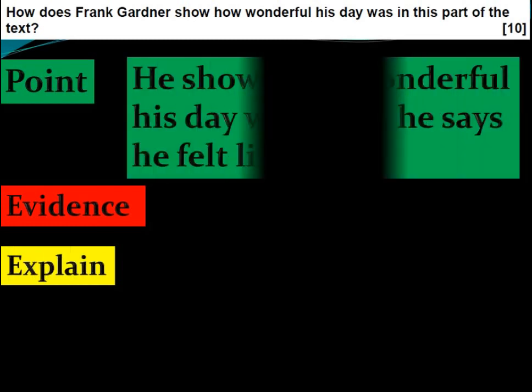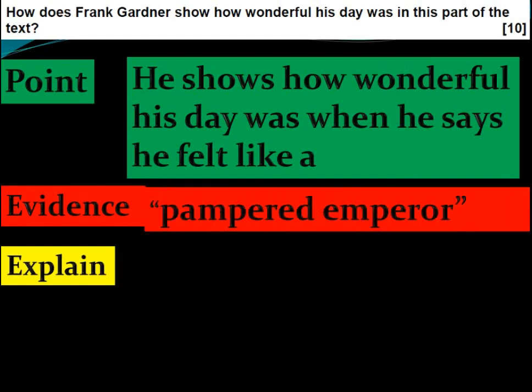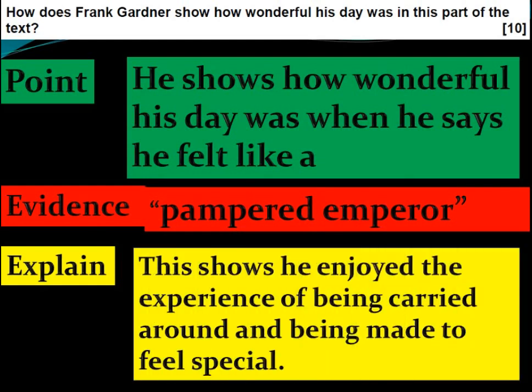So I'm going to show you a few examples. Point, evidence, explain. My point is he shows how wonderful his day was when he says he felt like a pampered emperor. Remember, the point is going to be repetitive. The whole question is, how has he had a wonderful day? So you're probably going to be repeating that a lot, but don't feel bad if you keep repeating it. So, what do the words in the quote suggest? I'm going to say why the fact he felt like a pampered emperor made his day wonderful. So he put, this shows he enjoyed the experience of being carried around and being made to feel special.